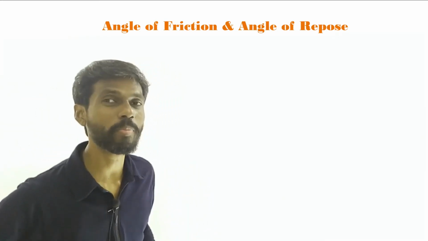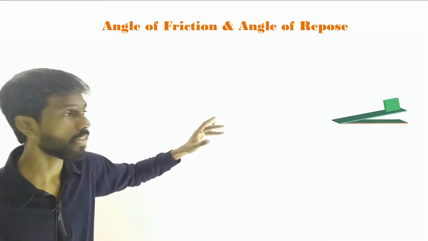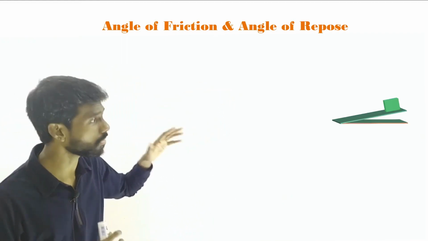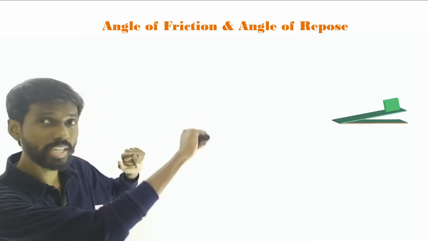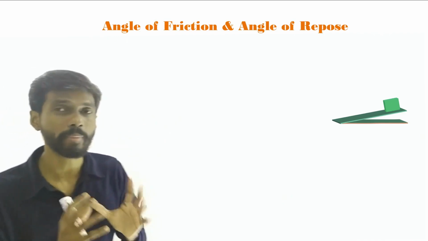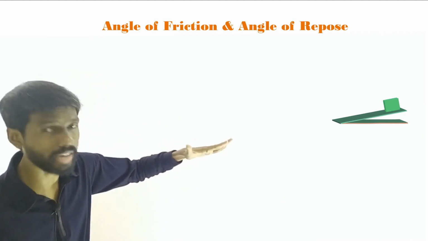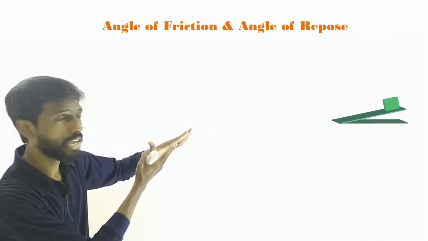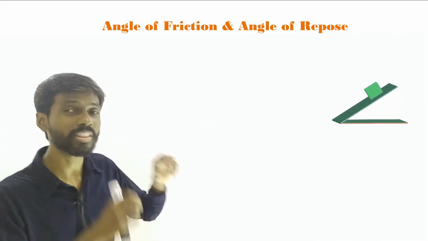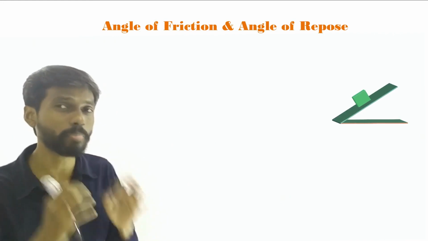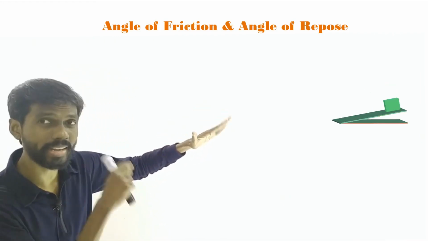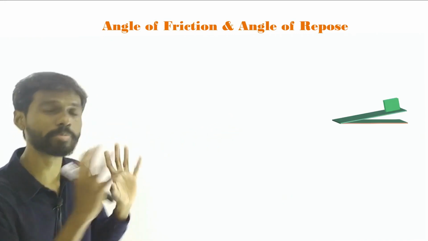So what is angle of repose? This is an inclined plane and we have placed a block on this plane. This block is not sliding because the friction is acting against the gravitational force. These two forces balance each other, so this block is not moving. Now you increase this angle, increase this inclination. There is a point at which the block starts sliding. That angle is called the angle of repose. If you keep the angle less than that angle, this block will stay in that position only.